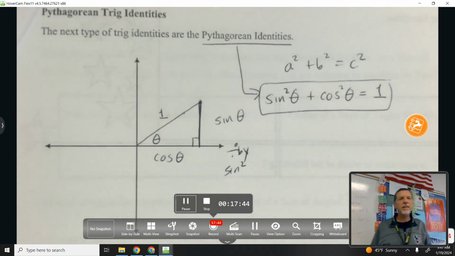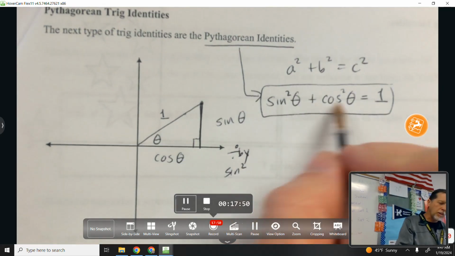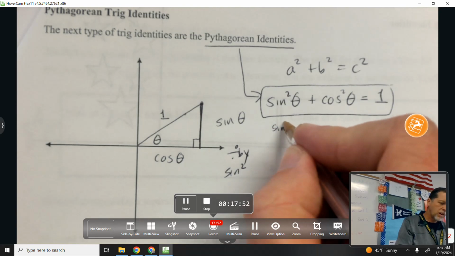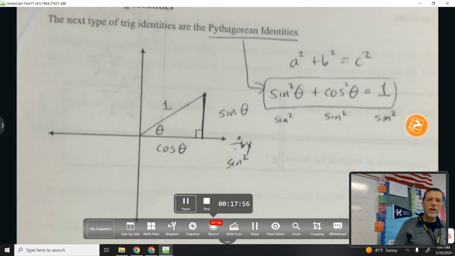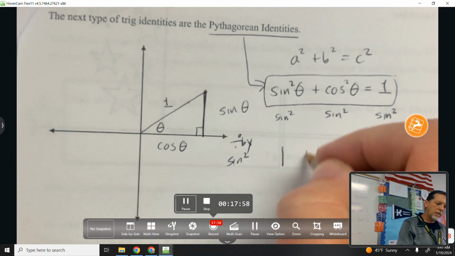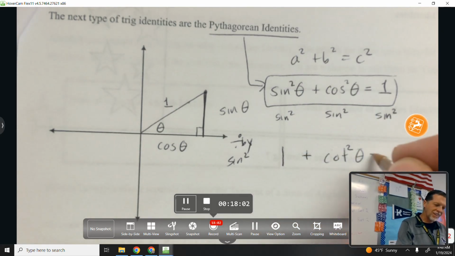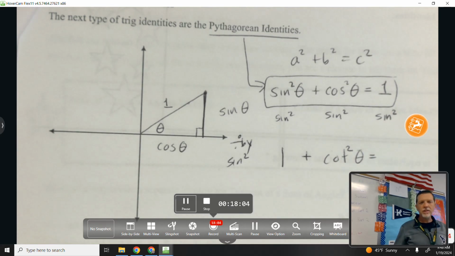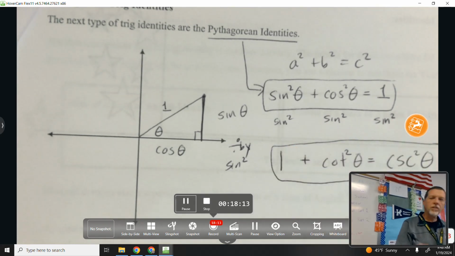2 trig identities, it's super easy. In fact, I don't even memorize the other 2, I just find them because if I divide this one by sine squared, if I divide everybody by sine squared, that's 1 plus cotangent squared equals 1 over sine squared, and 1 over sine squared is cosecant squared. So there's your second one.